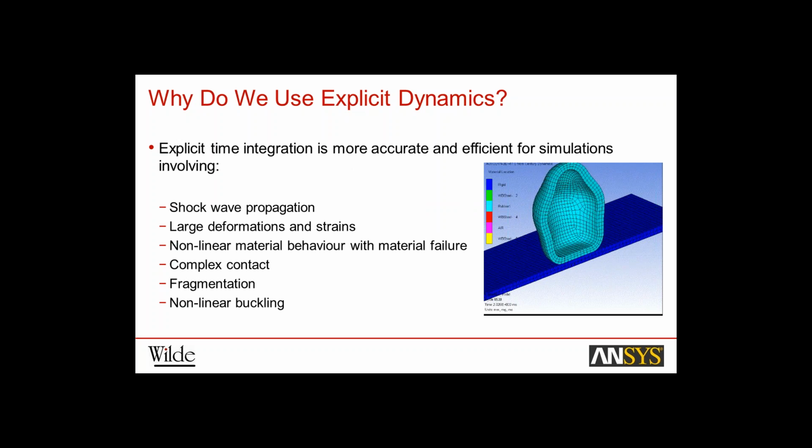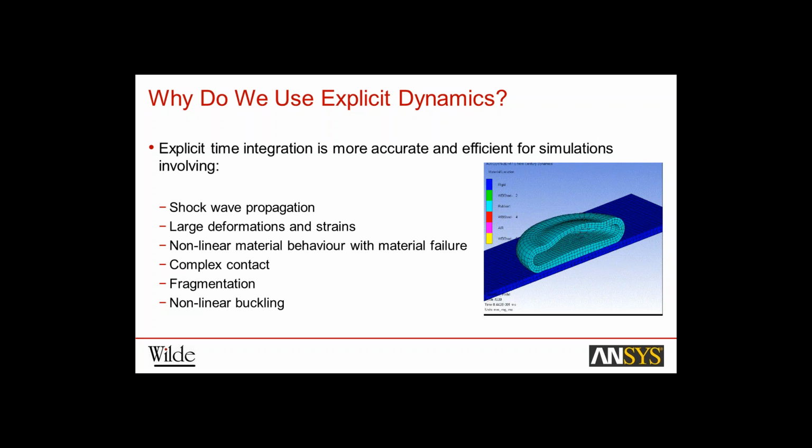Just looking at some typical applications for explicit, we're going to start off by looking at shockwave propagation. Shockwave propagation is looking at compressive shockwaves acting on our structure, and as the compressive shockwaves transfer through the structure, they're reflected as an expansion wave, and we can capture the interaction of these waves through our system over time.